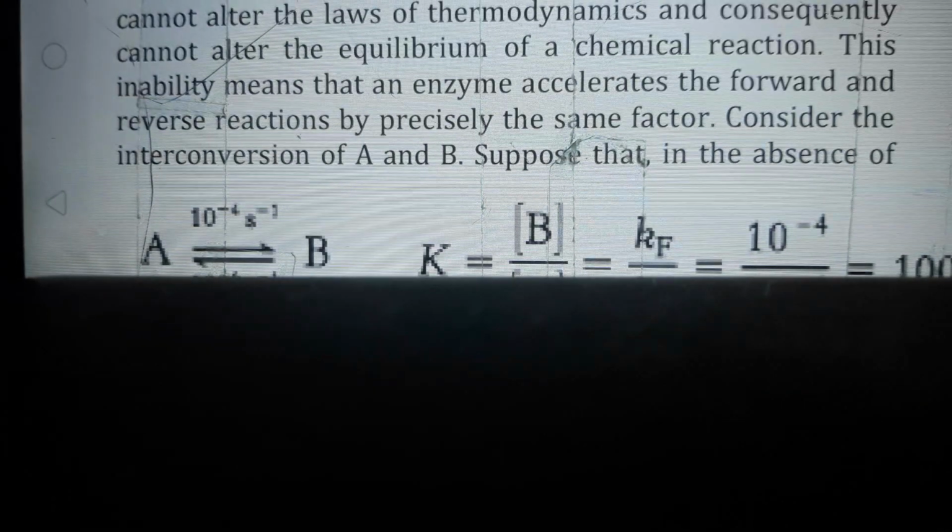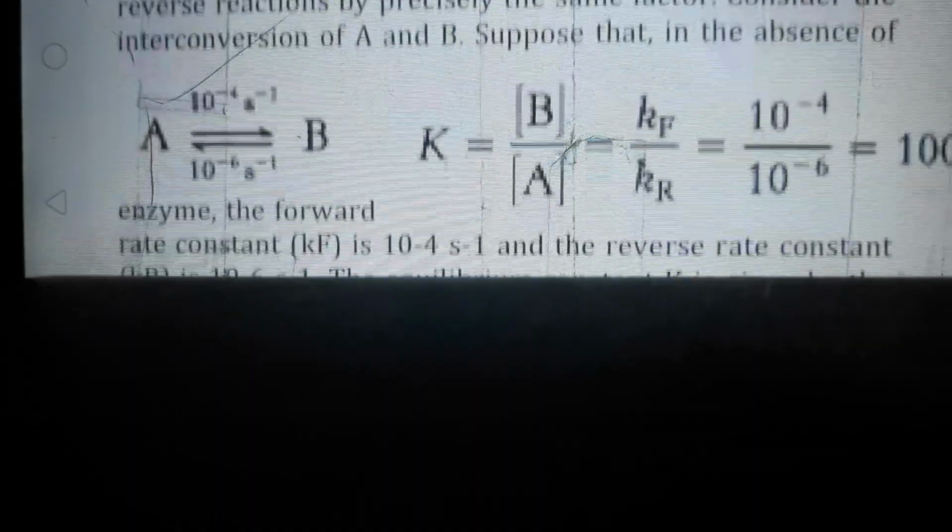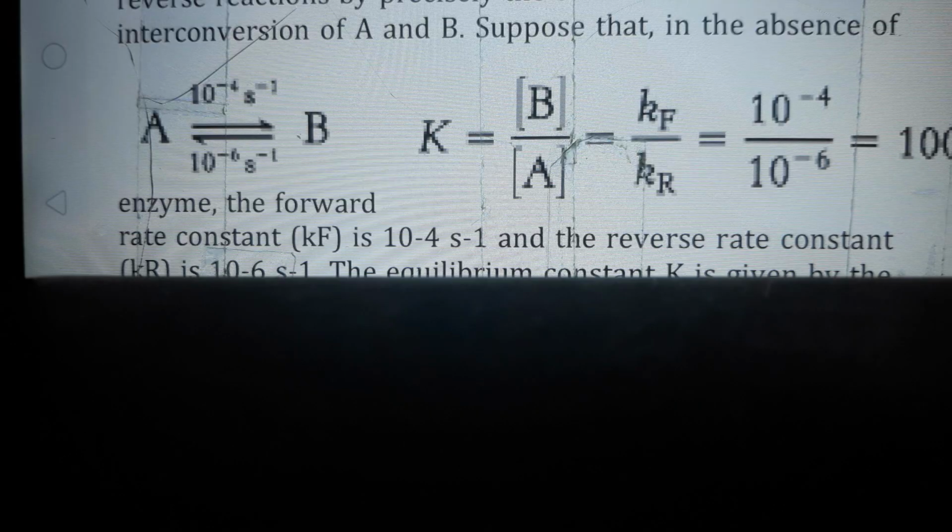Because enzymes are such superb catalysts, it is tempting to ascribe to them powers that they do not have. An enzyme cannot alter the laws of thermodynamics and consequently cannot alter the equilibrium of a chemical reaction. This inability means that an enzyme accelerates the forward and reverse reactions by precisely the same factor. Consider the interconversion of A and B. Suppose that in the absence of enzyme, the rate constants of the reversible reaction are 10^-4 and 10^-1 over 10^-6 and 10^-1.